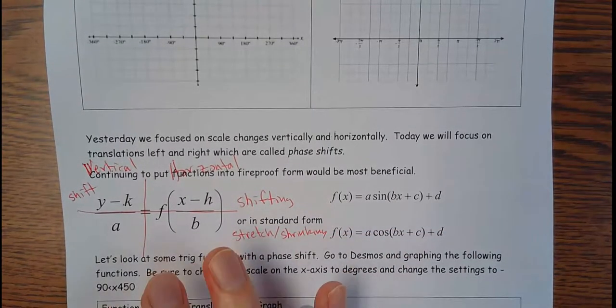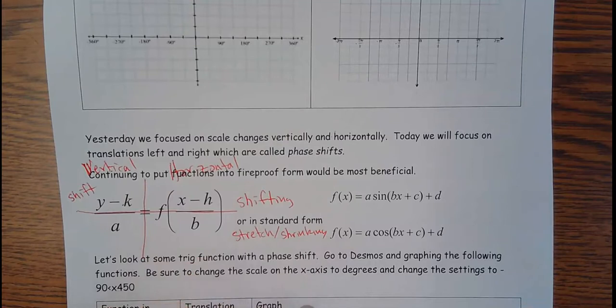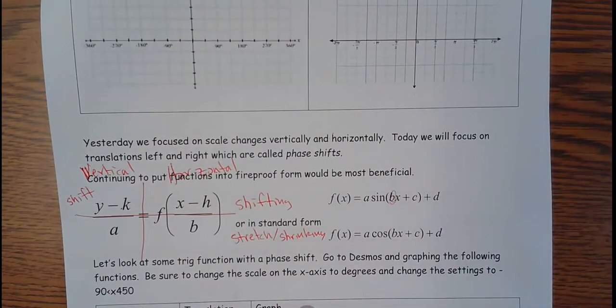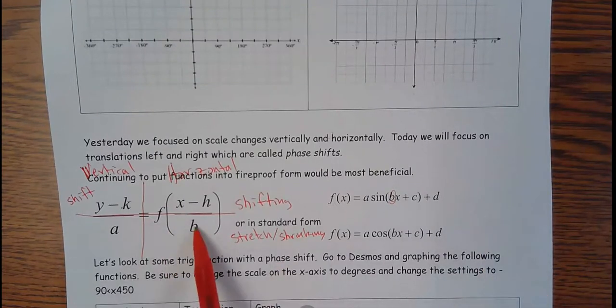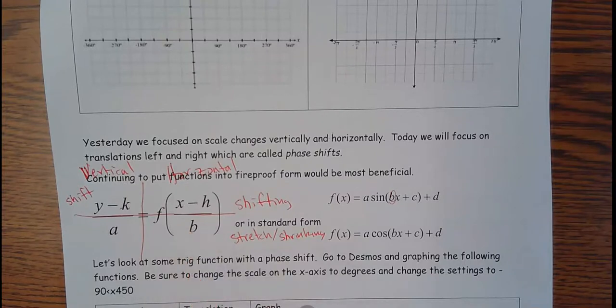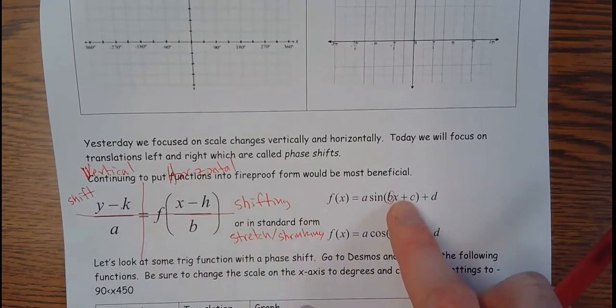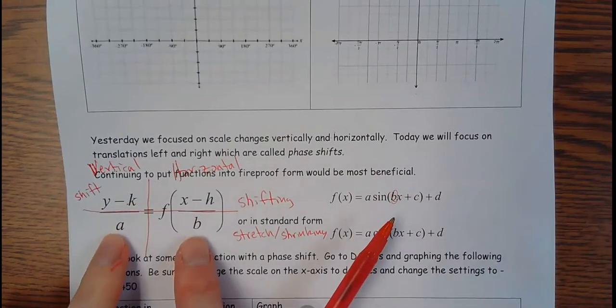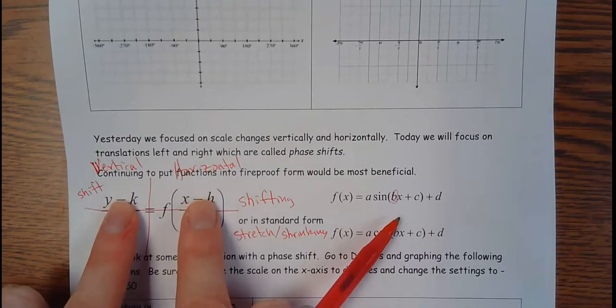Now that it's on the bottom, yesterday when it was written in standard form, this B right here, we said it was the opposite of what you think because it's with the x. Well, right now, the way we have written it, it's already the reciprocal effect because now it's in the denominator instead of being in the numerator up with the x. So it is what you think, okay? These guys, if they're more than one, they're a stretch. If they're less than one, they're a shrink, okay?